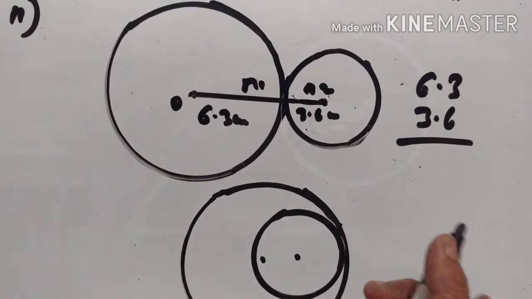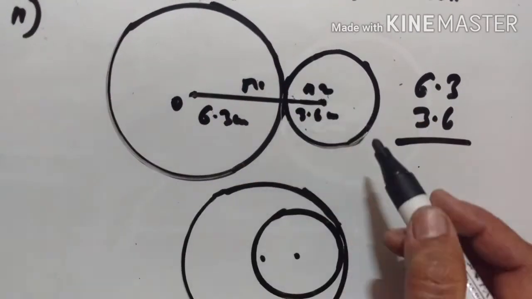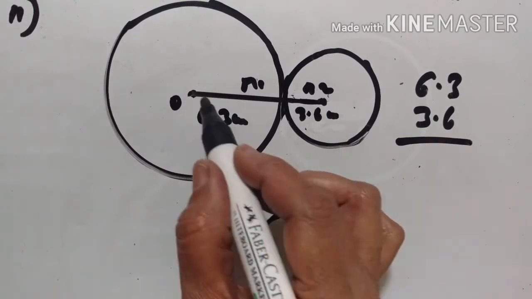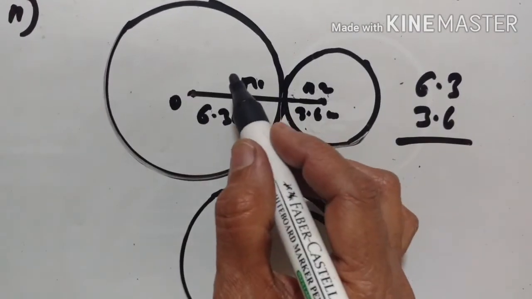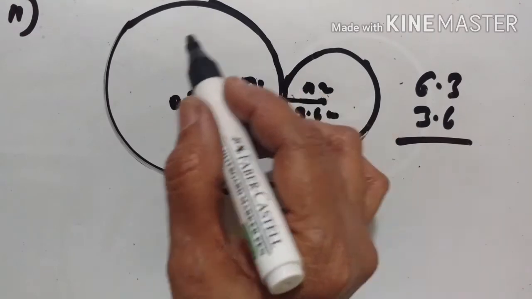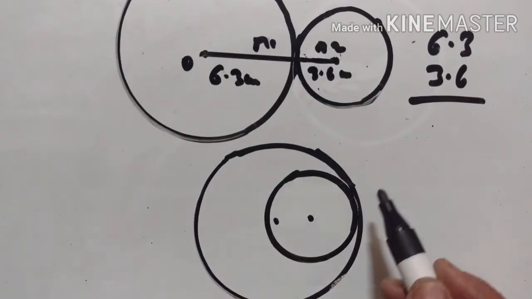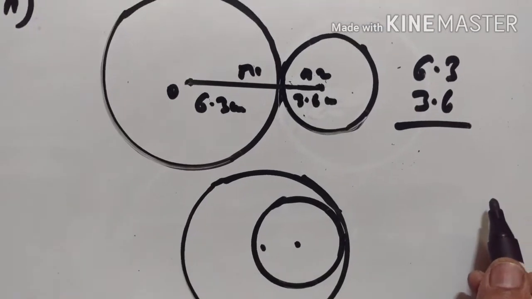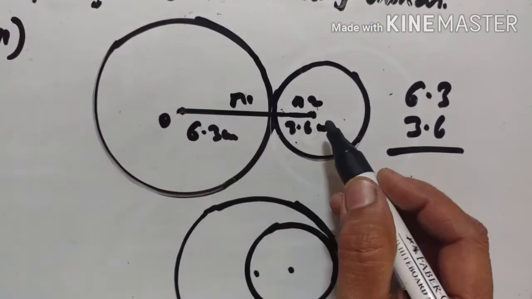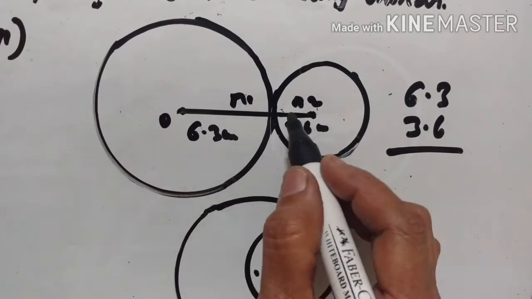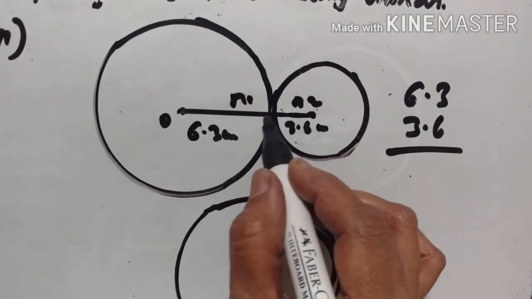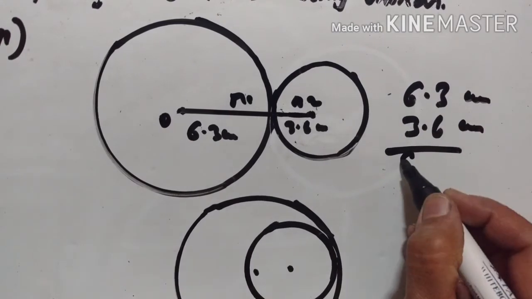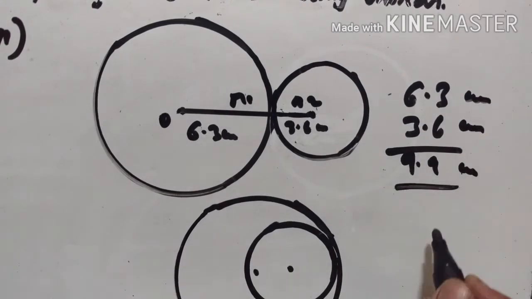Eleventh problem. Radii of two circles are 6.3 and 3.6 centimeter. State the distance between their centers if they touch each other externally and if they touch each other internally. The distance between the centers of the two circles is equal to what? R1 plus R2 when they touch each other externally. 6.3 centimeter plus 3.6 centimeter is equal to 9.9 centimeter.